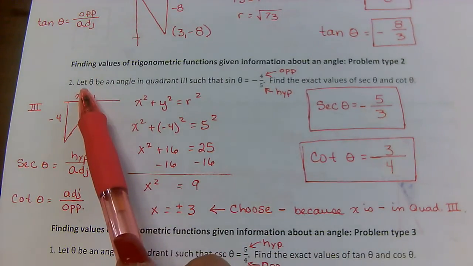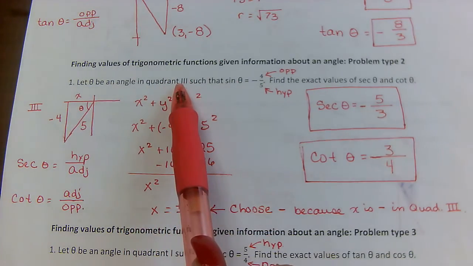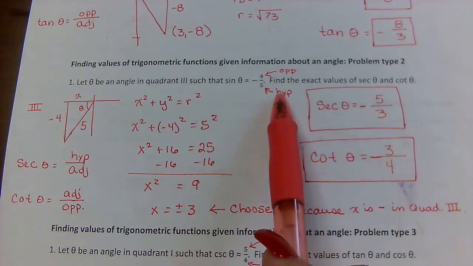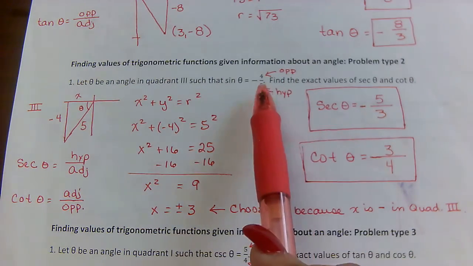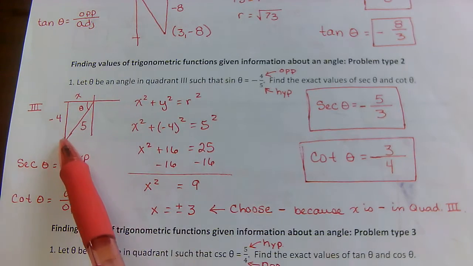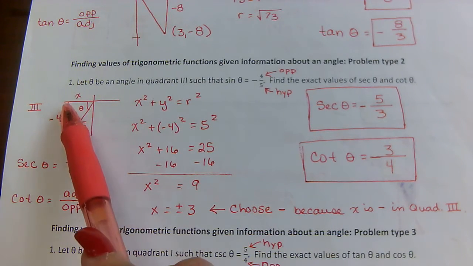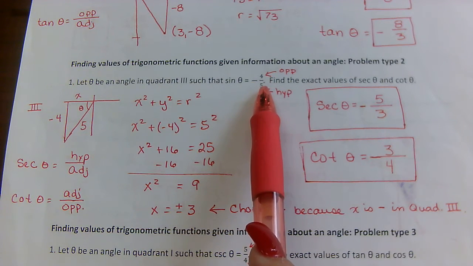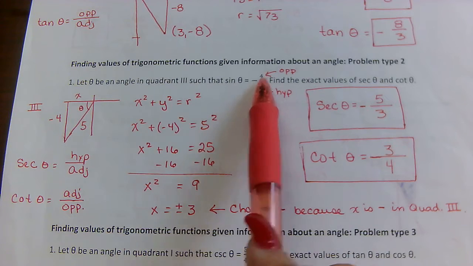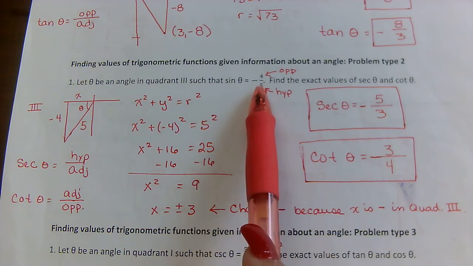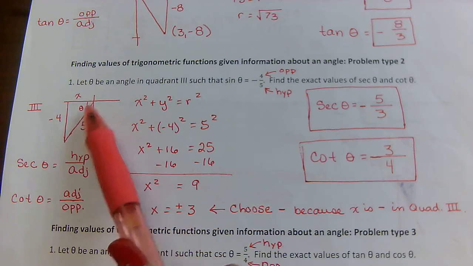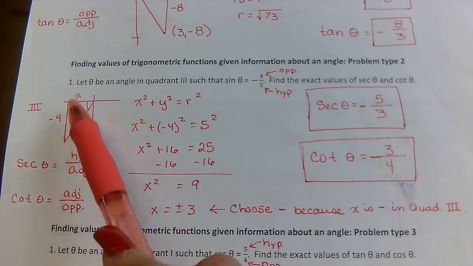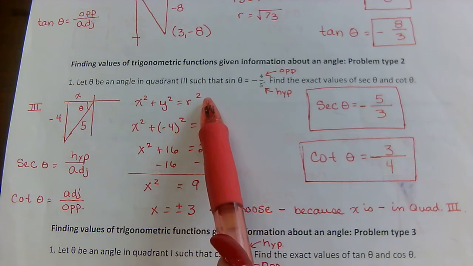Problem number 2. Now it's telling you let theta be an angle in quadrant 3 such that sine is opposite over hypotenuse. So opposite is going to be 4, hypotenuse is going to be 5. When I draw this in the correct quadrant, you see that your y has to be negative. So here you're applying this negative to your opposite, or your y direction, to the 4. You're not going to apply the negative to the 5 because that's going to be your radius. Once you have your 2 numbers, you can find the third one by using Pythagoras' theorem.